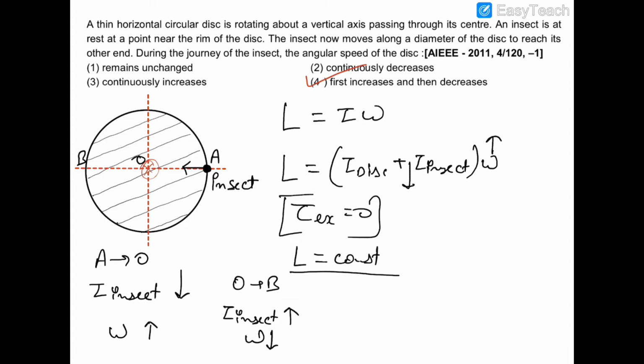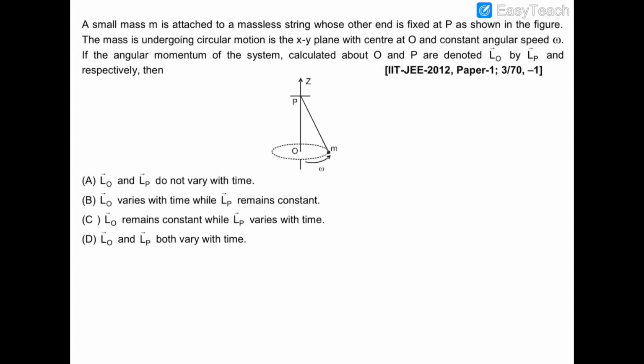Now let's move on to the next question. In this question, there is a point mass which is rotating about this point O in a horizontal circle with the angular velocity of omega, and this is the z-axis. If the angular momentum of this mass about O is denoted by LO, and the angular momentum of this mass about P is denoted by LP, then we have to choose the correct option.